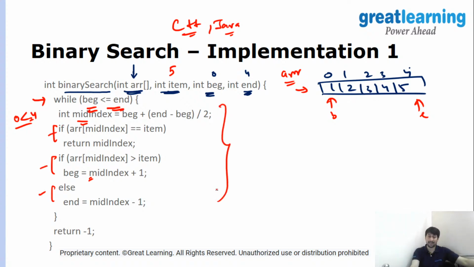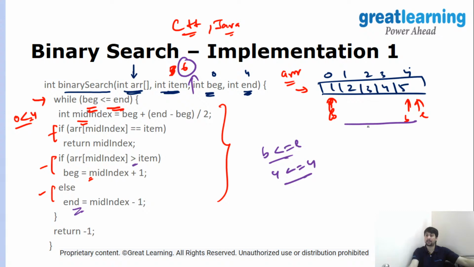Now once the entire thing is over, let's suppose in this case you are looking for 6, and you are not able to find that element through the entire array. Beginning is less than or equal to end, in this case 4 is less than or equal to 4. But in the next step, since it is not greater than the item, we decrement our end. So our end will be here. Now our beginning is at 4 but our end is at 3. So we are out of this loop, and then we return -1.